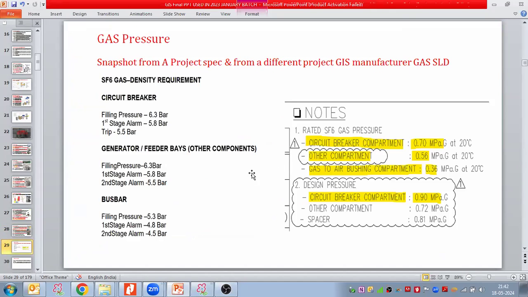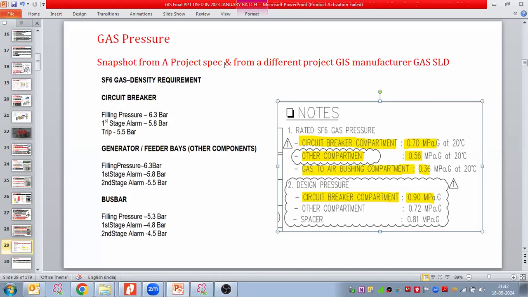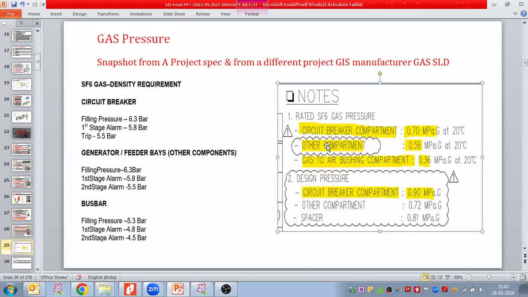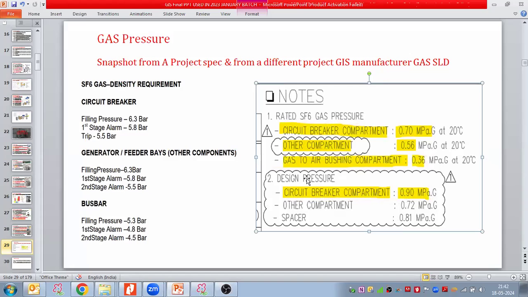Now, the GIS manufacturer needs to furnish the table for the gas. So this is a snapshot from a project specification for the gas pressure requirement. Here I have taken a different project and its technical specification for the gas pressure. Like breaker filling pressure 6.3 bar, first stage alarm 5.8, trip at 5.5 bar, and then for the other compartments and for the busbar. This is required by the client, and here the GIS manufacturer or GIS supplier has to provide the gas SLD and the gas pressure table as well. So I took one snapshot of the gas pressure table as well.